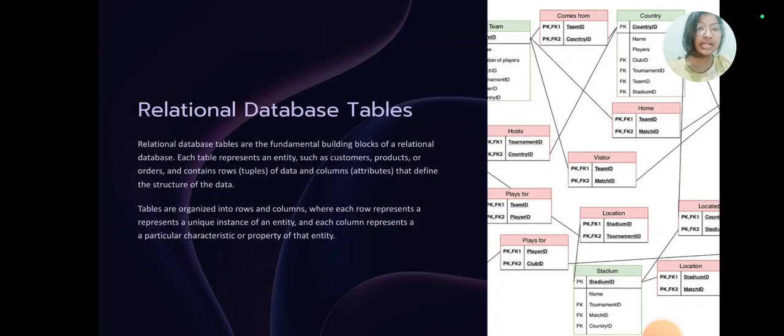Next, relational database tables. Relational database tables are fundamental building blocks of a relational database. Each table represents an entity such as customers, products or orders, and contains rows, like tuples or records, and columns, attributes, that define the structure of the data. Tables are organized into rows and columns where each row represents a unique instance of an entity, and each column represents a particular characteristic or property of the entity.